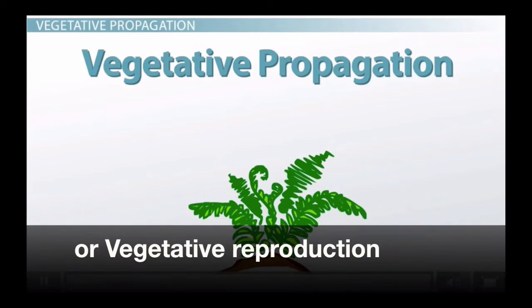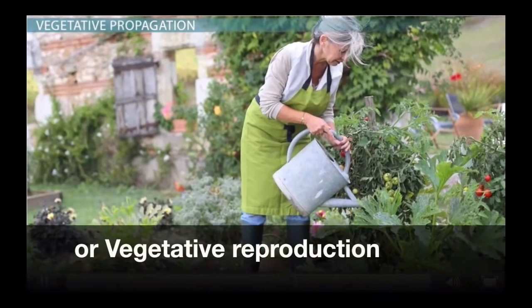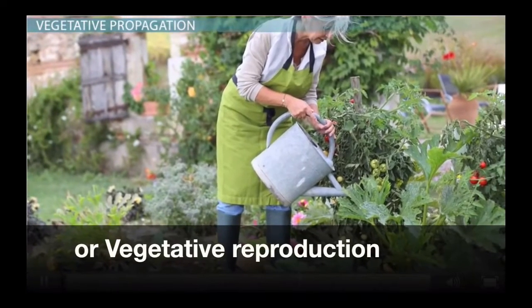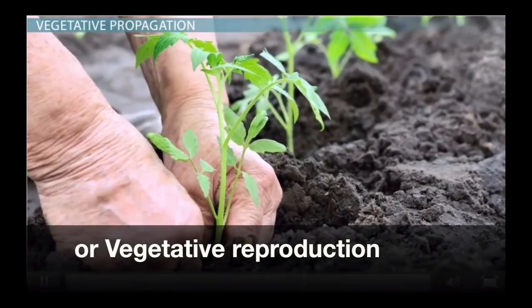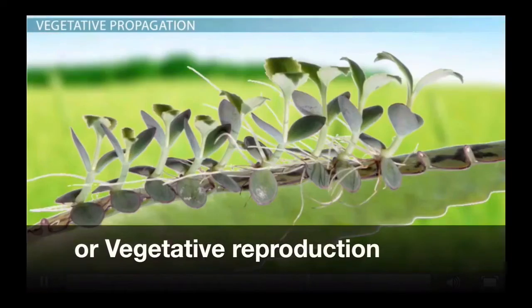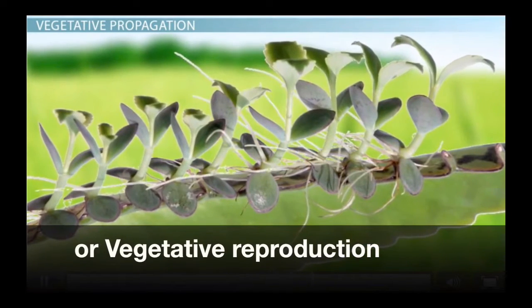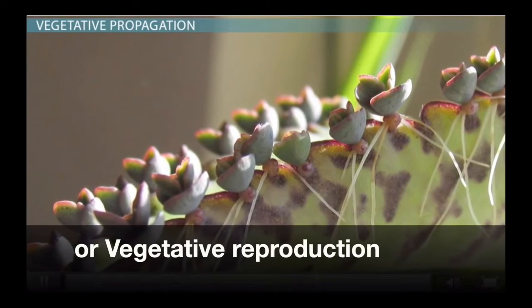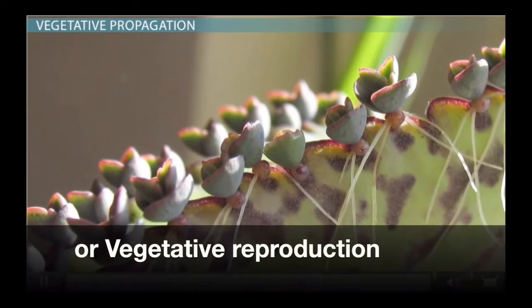Vegetative propagation is a way for plants to reproduce without seeds. When you think about plants growing in your garden, you probably think about planting seeds in the ground and watching the bees pollinate the plants once they grow. However, seeds and pollen are not the only way plants can reproduce. With vegetative propagation, a new plant grows from parts of the original plant. Like other forms of asexual reproduction, vegetative propagation results in genetically identical offspring.